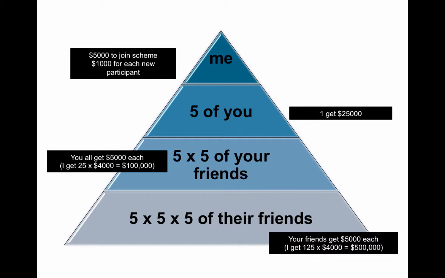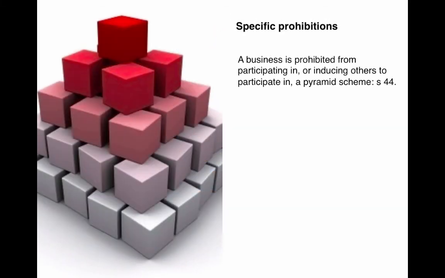Pyramid schemes are particularly destructive because not only do they result in large numbers of people being ripped off because they're unable to recover their initial investment, but because it's friends inviting friends to join the scheme, when a pyramid scheme collapses, relationships are often irrevocably damaged. Pyramid schemes are, of course, illegal. A business is prohibited from participating in or inducing others to participate in a pyramid scheme.